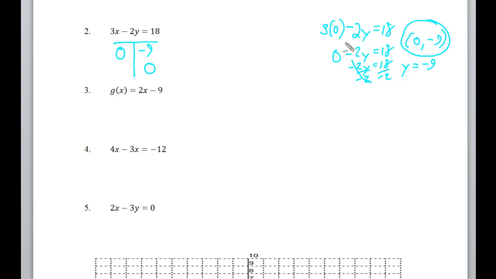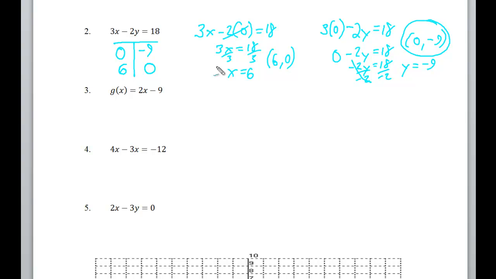Alright, now we're going to take a look at my x-intercept. By plugging 0 in for my y, we can find my x-intercept. 3x minus 2 times 0 equals 18. This simplifies to 0, so it's just 3x is equal to 18. Divide both sides by 3. X is equal to 6. So my x-intercept is 6 comma 0. So the 6 goes here.